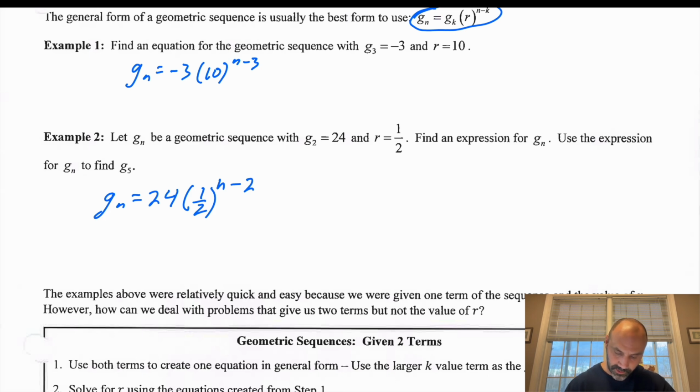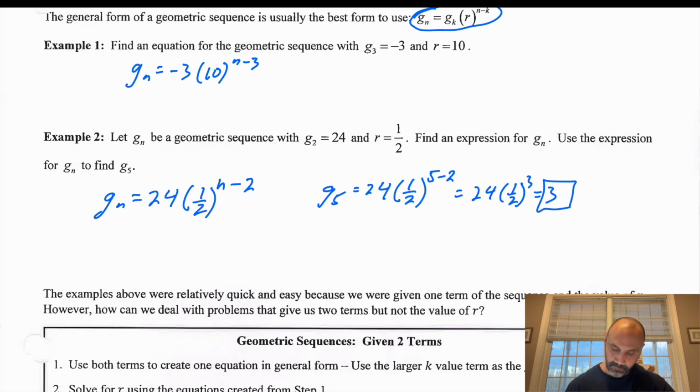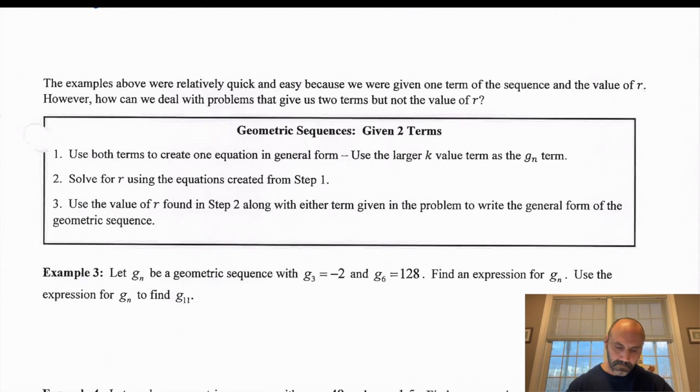So what we're going to do for this, we just plug in. So g of 5 is 24 times 1/2 to the 5 minus 2. So when we do this arithmetic, it's 24 times 1/2 to the third power, and it all turns out in the end to be 3. Okay. So those are a couple of examples, pretty easy from what we learned in part 1.